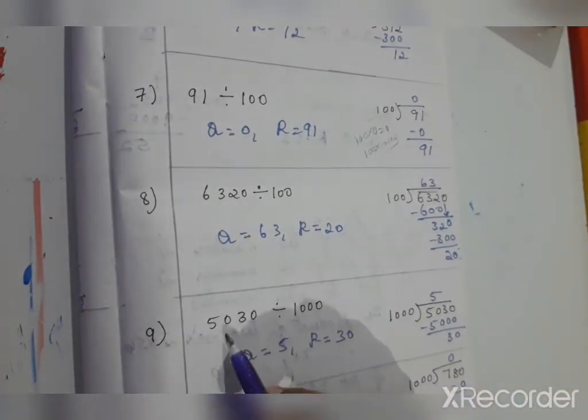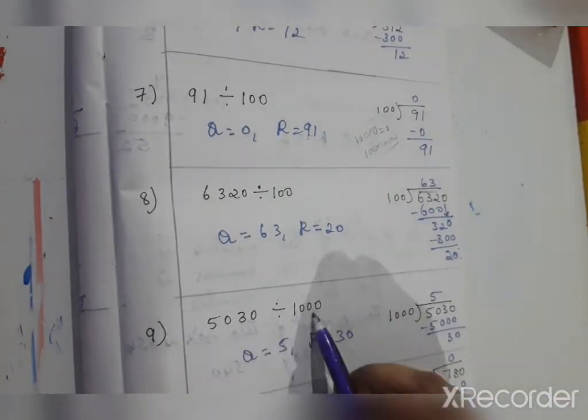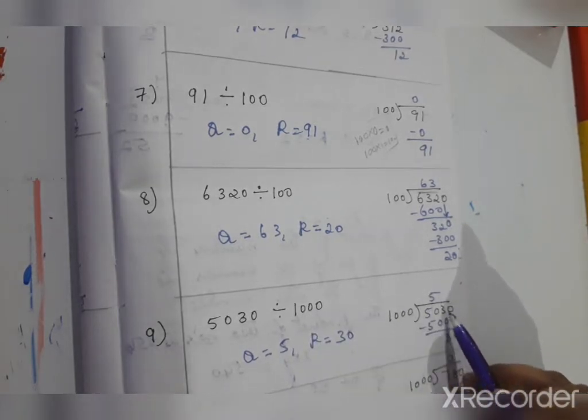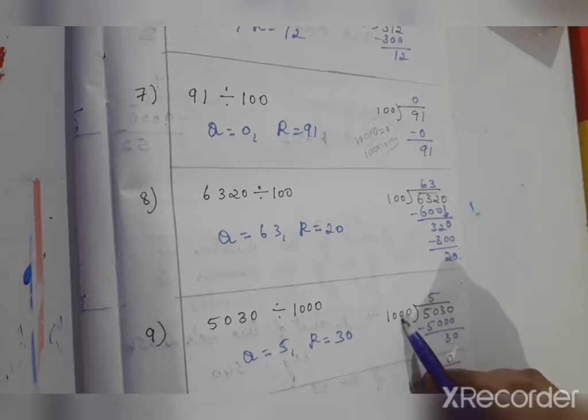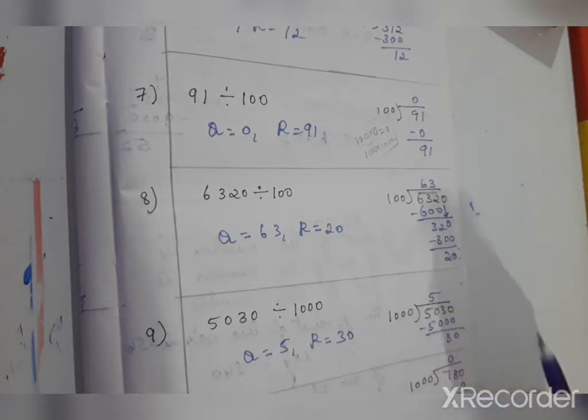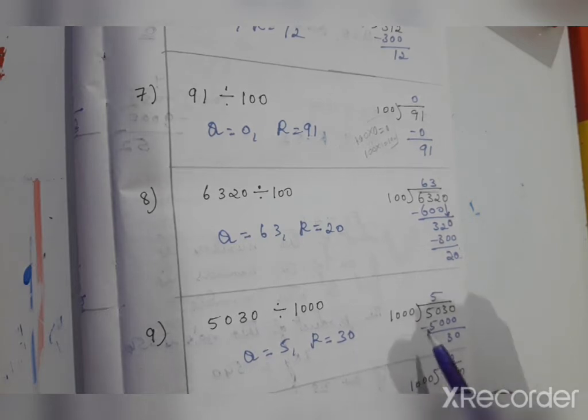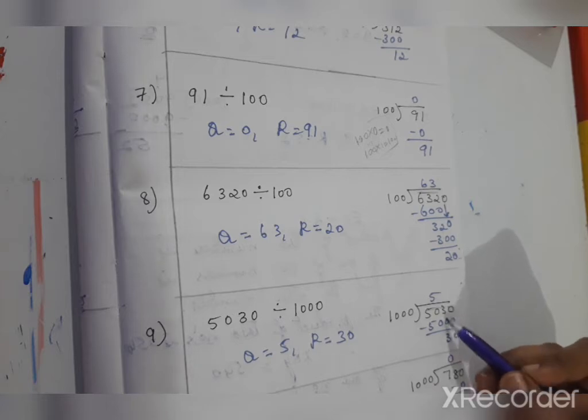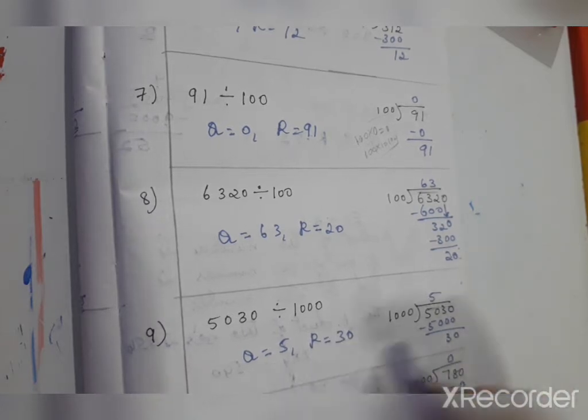Now the 9th question, 5030 divided by 1000. 1000 is the divisor and 5030 here. Can we take 50? No. And 503? No, because it is less than this number. So we have to consider the whole number 5030. 1000 fives are 5000. After subtracting these two, we get 30. That is the remainder, 30. The quotient is 5.